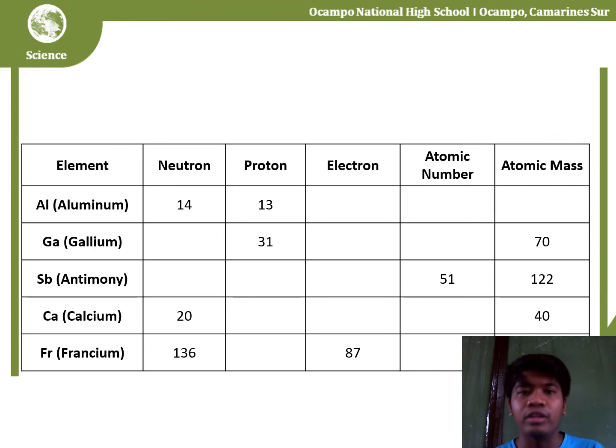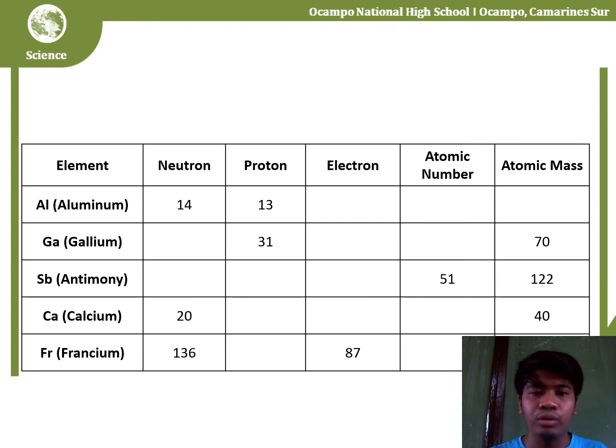Okay, so 51 ito. Now, lastly, we will determine the number of neutron. How are we going to do that? We will just subtract the number of proton, which is 51, what we determined a while ago, from the atomic mass. So, 122 minus 51, ilan? 122 minus 51, we have 71. So, ang neutron pala ng isang antimony atom is 71. So, to check kung tama yung 71, just simply add neutron plus the number of protons. It should be equivalent to atomic mass, which is 122.